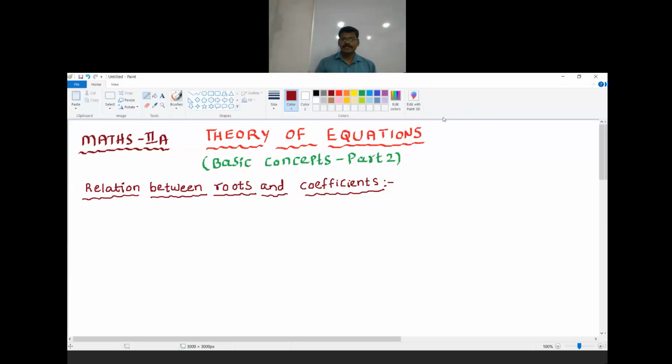Hello students, in this video we will learn the relation between roots and coefficients of a given polynomial equation. Before we write the relation between roots and coefficients, we must verify the standard form of the given equation. Only after converting the given polynomial equation into standard form can you write the relation between roots and coefficients.